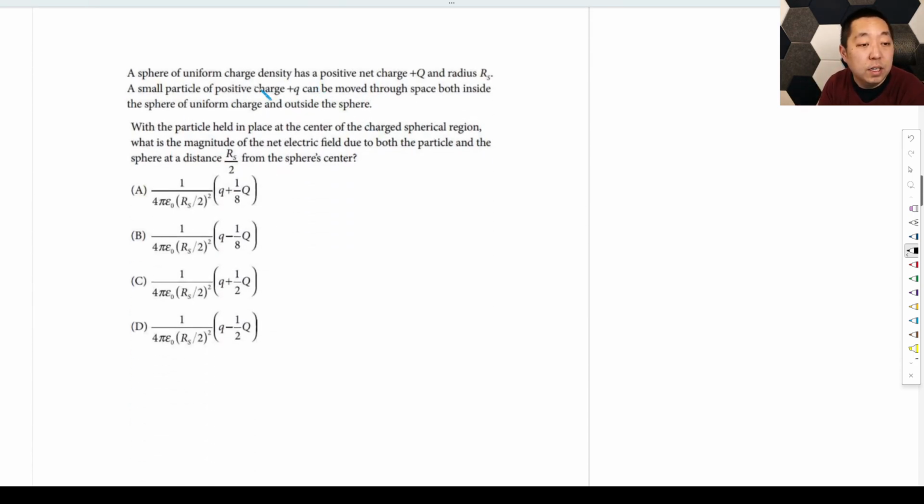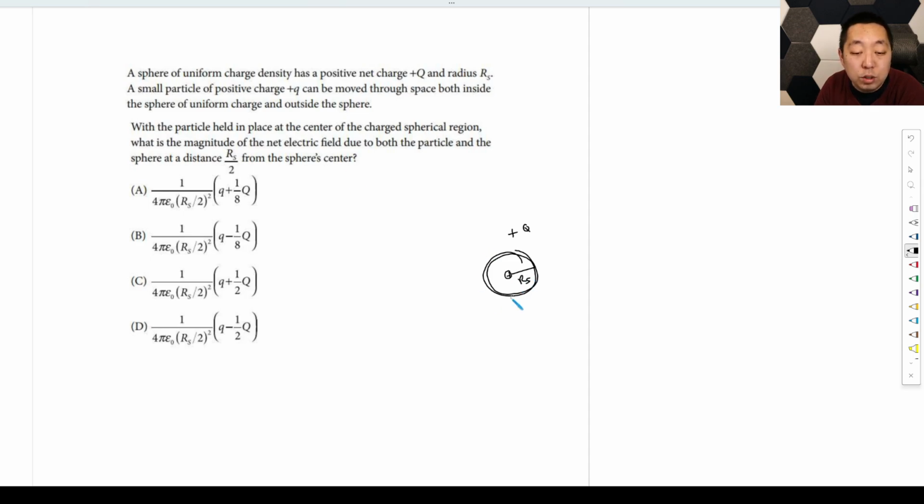So we have a sphere of uniform charge density, has a positive net charge plus Q and radius rs. So we have a sphere, has a plus Q charge and a radius rs. A small particle of charge positive q can be moved through space both inside the sphere of uniform charge and outside the sphere. When the particle is held in place at the center of the charged spherical region, so we have a positive charge here, what is the magnitude of the net electric field due to the particle and the sphere at a distance rs over 2 from the center of the sphere?